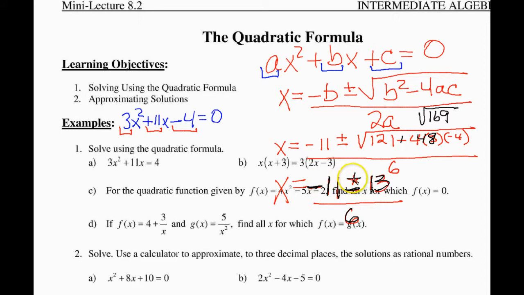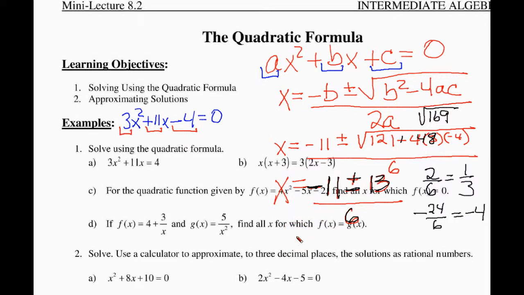11 plus 13 is going to give me a 2 over 6, which is 1/3. And then I have a negative 11 and a negative 13. That's going to give me a negative 24 over 6, which gives me a negative 4.